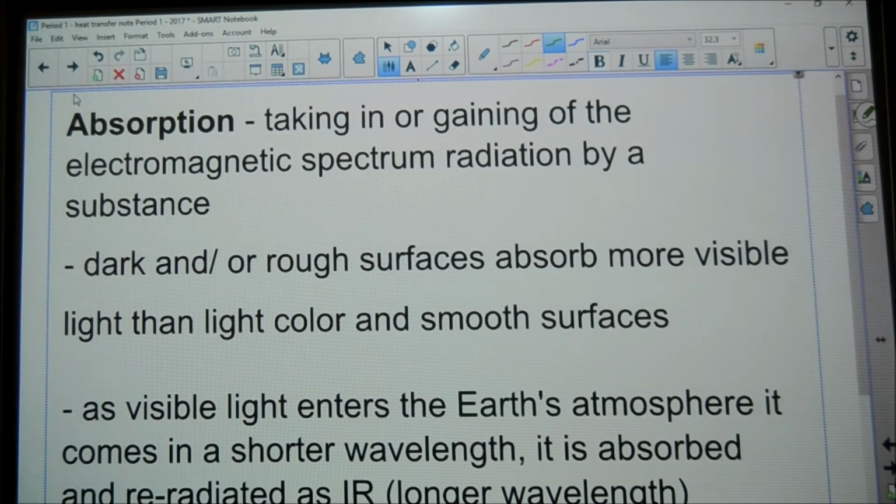Absorption: I'm taking in, I'm gaining energy from the electromagnetic spectrum. Darker, more rough surfaces absorb more visible light. The lighter colors and smoother surfaces tend to reflect more. So they're not going to absorb, they're going to reflect. When you absorb more, your temperature increases. When you reflect, your temperature increases less.